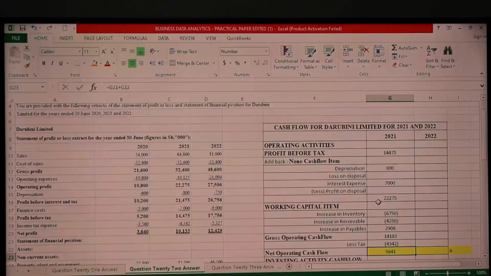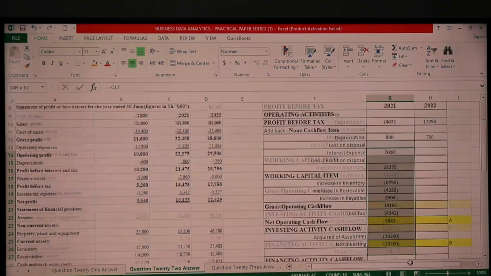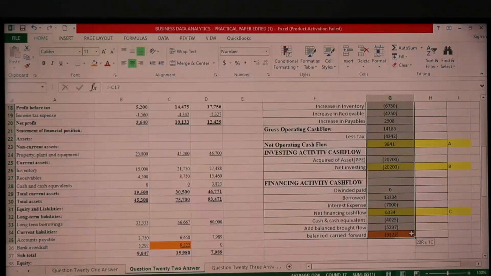So once we get for 2021, we don't have to compute for 2022. The only thing you have to do is to copy the formula to the right. You just select this and you copy the formula to the right. And the most interesting part of it is that you can highlight all these cells up to here, and you copy the formulas all at once.